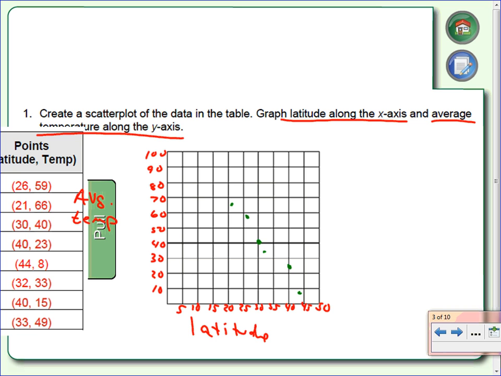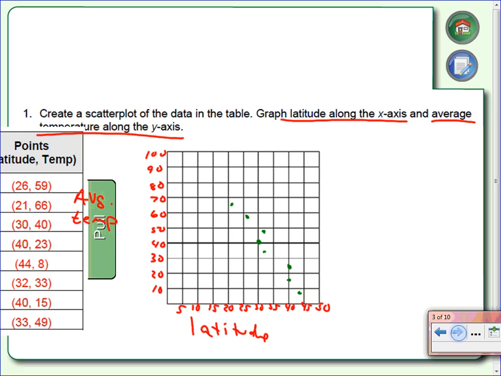40, 15. 40, here's 15. And last one, 33, 49. 33 and 49, somewhere about here. So make sure you plot each of these points. Notice we had 1, 2, 3, 4, 5, 6, 7, 8 ordered pairs, which means we should have 8 points on our graph. So make sure you have all 8.